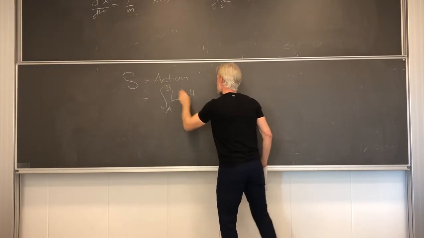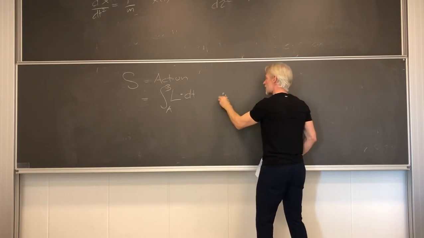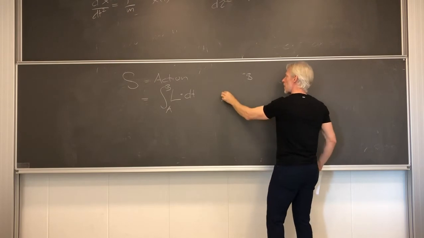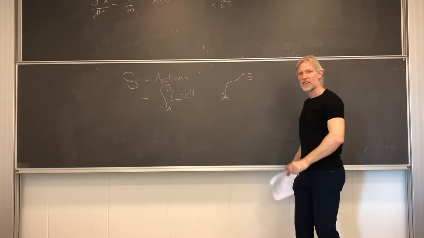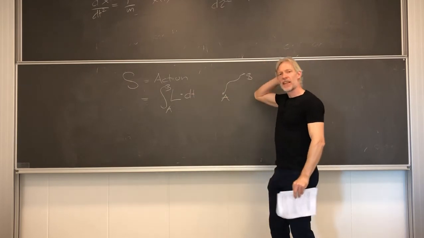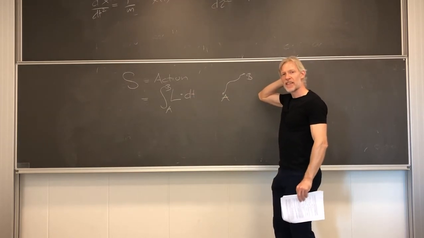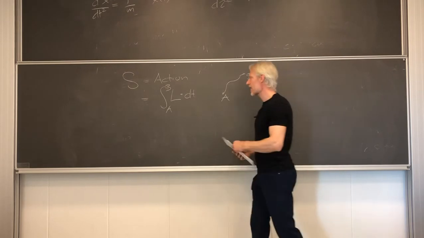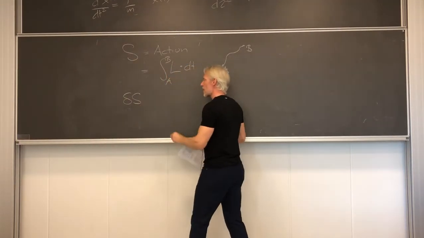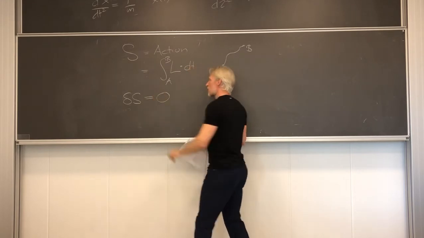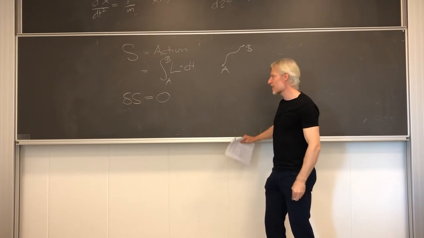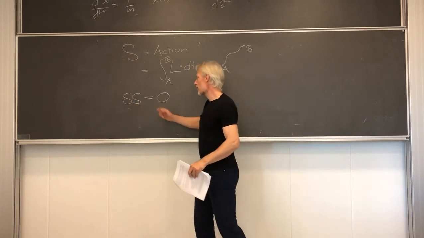So I take a system from some configuration A to some other configuration B along some trajectory, whatever that trajectory is. That trajectory can be calculated using this so-called variational principle. What it says is just that the physical path must correspond to an extremum point of the action. So it must always fulfill ds equal to 0.